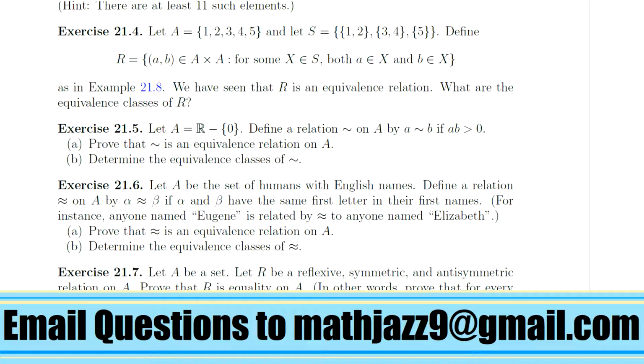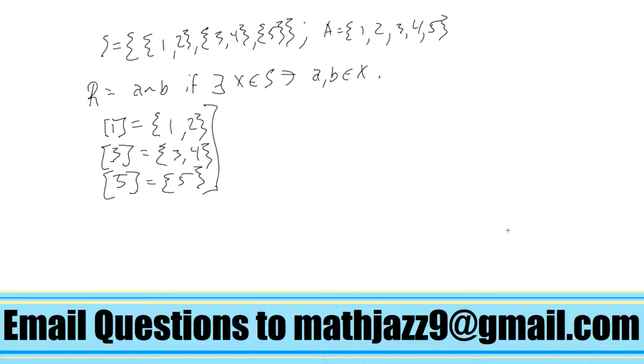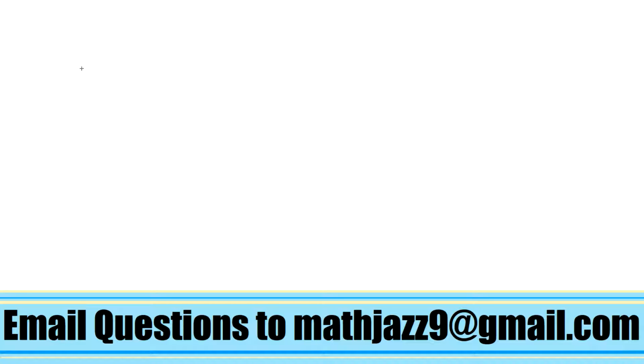So let's look back at our book. Now we have A is all non-zero real numbers. We're going to define a relation by A is related to B if A times B is greater than 0. We're going to prove it's an equivalence relation and determine the equivalence classes of tilde. That's not so bad. Back to the notes. A is related to B if AB is greater than 0. And we know that A and B are never equal to 0.